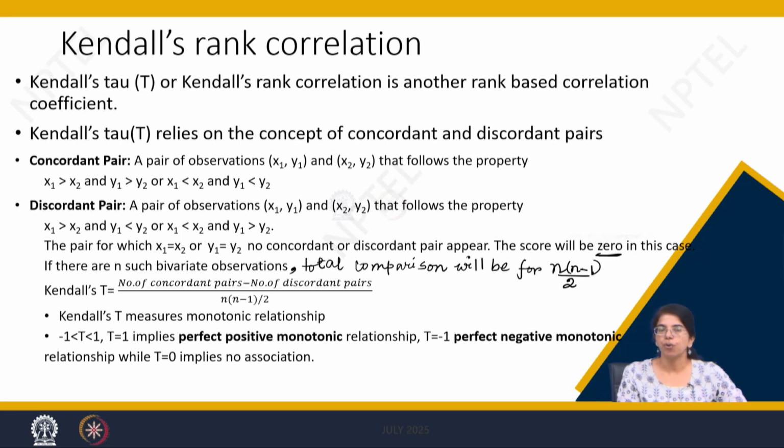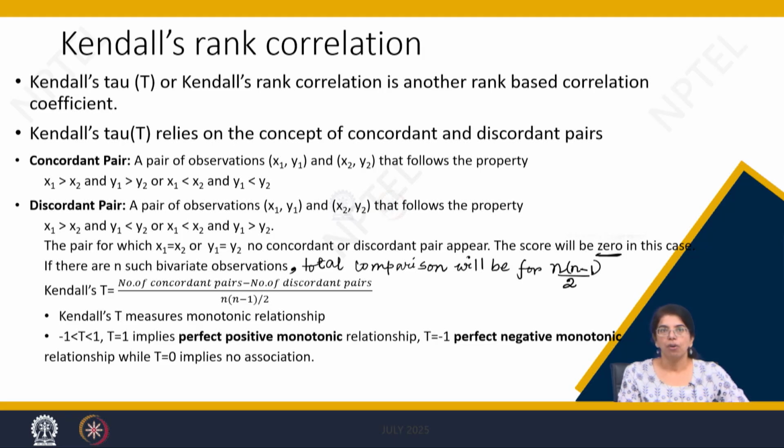Another rank-based correlation coefficient, Kendall's tau or Kendall's T, sometimes we say like that as well, relies on the concept of concordant and discordant pairs. Now, what is the meaning of concordant? Concordant means matching and discordant means mismatching.